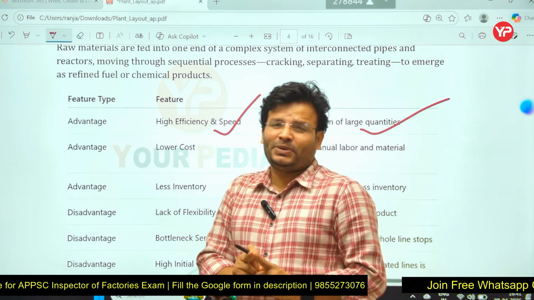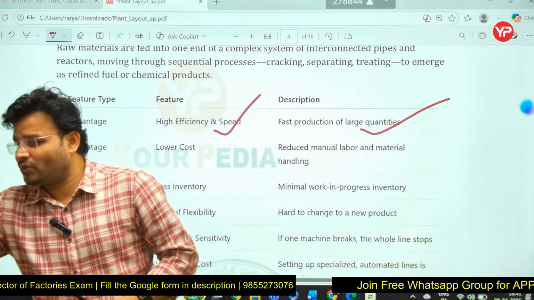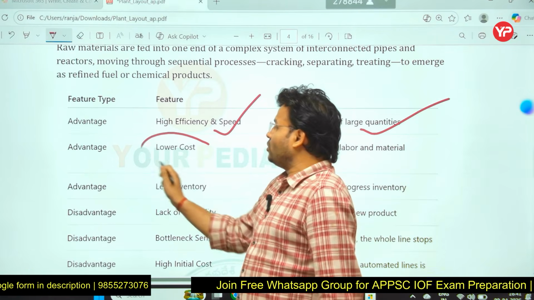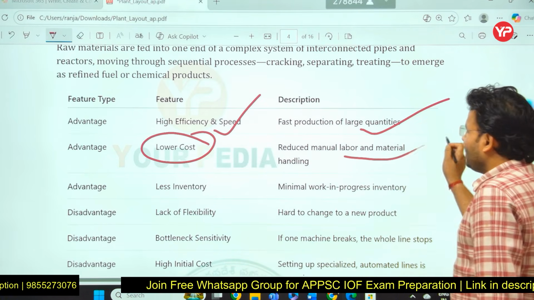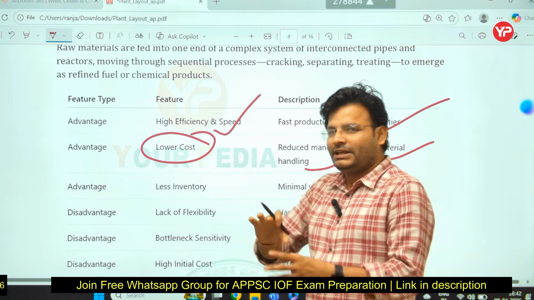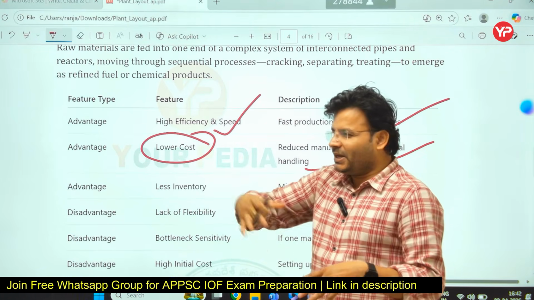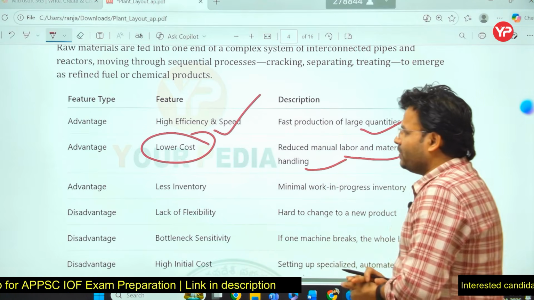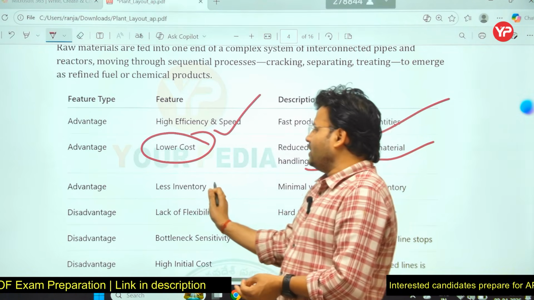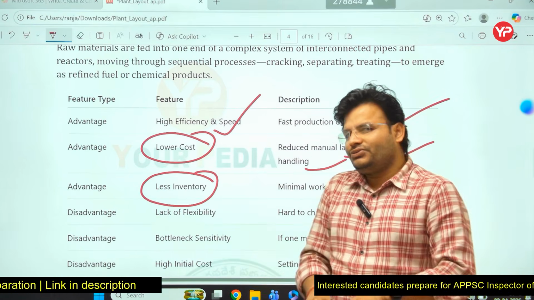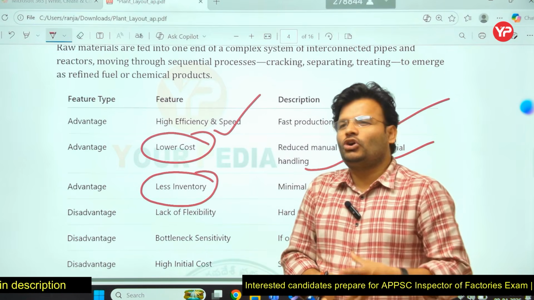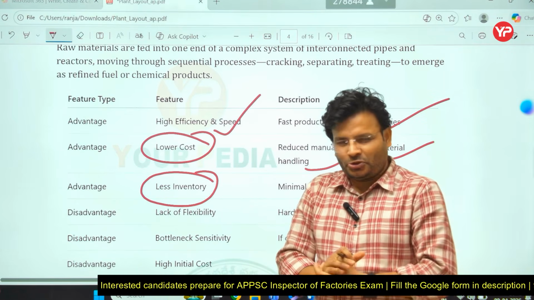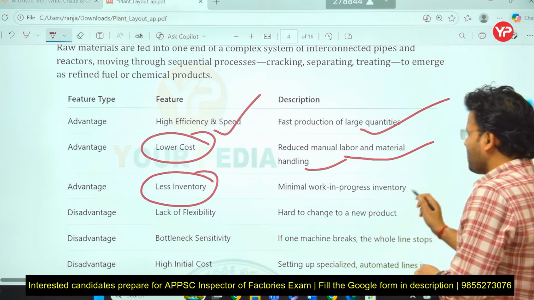In that case you will prefer the line layout. Another advantage is that cost will be lower, with reduced manual labor and material handling, because everything is going to be automated. There is a conveyor belt, one work is completed, after that another will complete, after that another will complete. Obviously less inventory is needed, because if you have huge inventory the cost will be high, meaning you have to purchase land or pay rent. In that case it is not necessary.